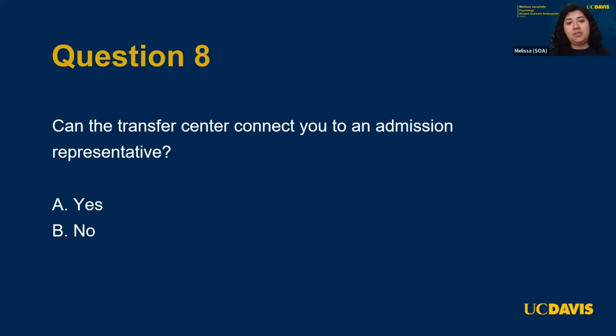The answer is yes. The Transfer Center is the main source between undergraduate and graduate institutions. They have a roster of people they're assigned to, and given the school, they can connect you to a representative from the school. And you can also call the admission hotline at your school if you're interested in that. And that can also be a really effective approach. So again, congrats to everybody who answered with A.